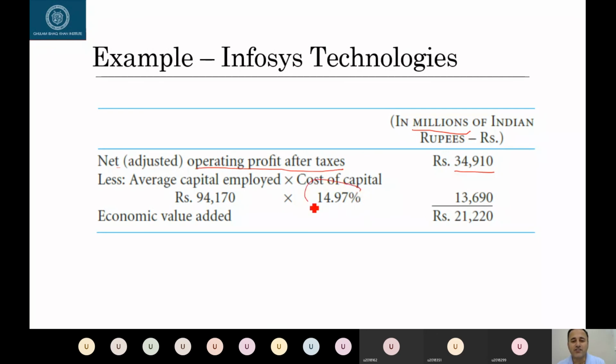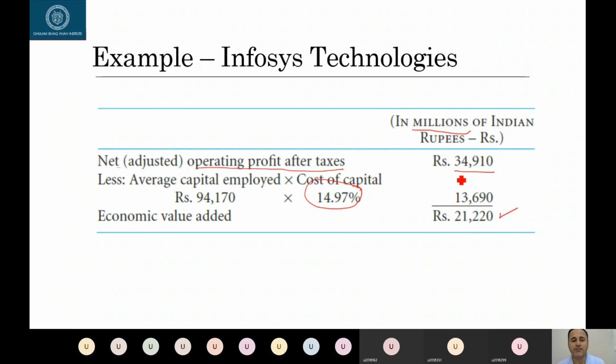And the average cost of capital for this company is 14.97%, and the capital employed is 94.7 billion. So if I multiply the capital employed by the cost of capital, it's 13,690. So the economic value added is actually 21 billion. What it really means is that this company, for that particular year, added 21 billion in economic value, which should translate into a higher share price. It means that they are doing well.